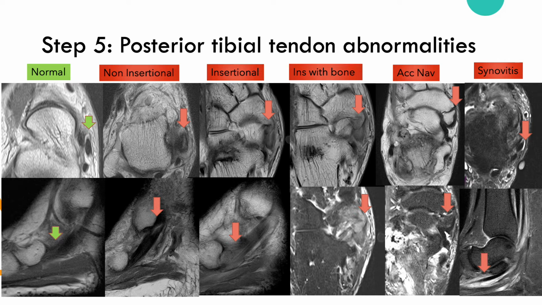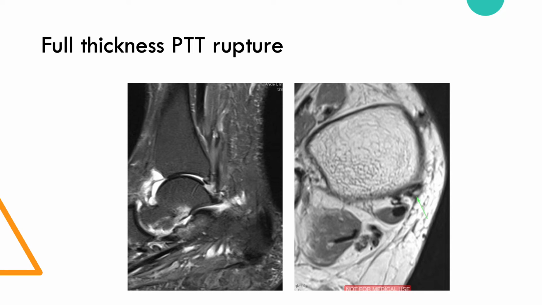Now, with this insertion, there sometimes is a chronic pull, and that can result in bone marrow edema associated with it. So you can see the insertional bone marrow edema. You may see an accessory navicular of varying sizes, which may or may not have bone marrow edema or syndesmotic edema. And then last but not least, one may see synovitis. Eventually, some of these conditions will end up leading to a posterior tibial tendon rupture, where you'll see the tendon retracted up in the retromalleolar groove.